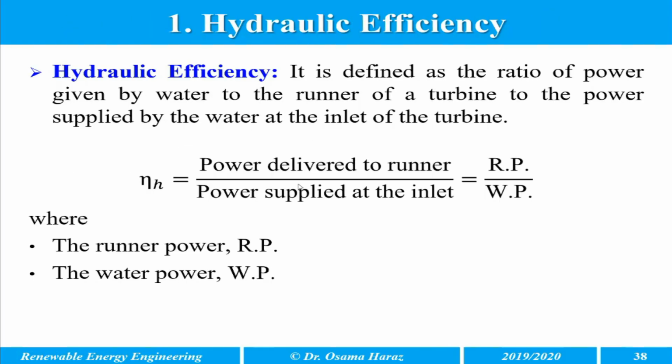So now the question is, what is the hydraulic efficiency? It is defined as the ratio of power given by water to the runner of a turbine to the power supplied by the water at the inlet of the turbine. So the hydraulic efficiency is the power delivered to the turbine runner divided by the power supplied at the inlet. The power delivered to the runner we'll call RP, and the power supplied at the inlet we'll call WP. That means the hydraulic efficiency is the runner power over the water power. If the runner power equals the water power, the hydraulic efficiency becomes 100%.